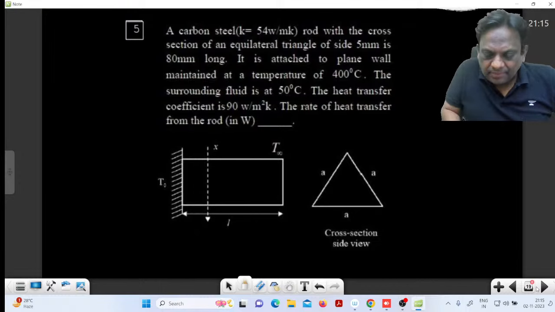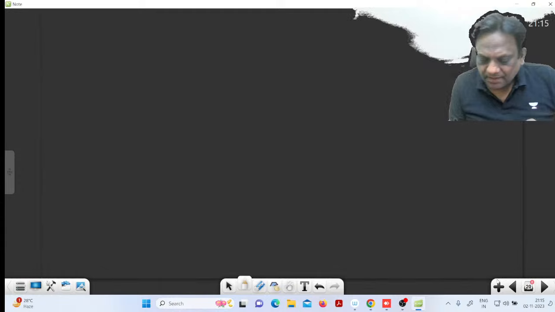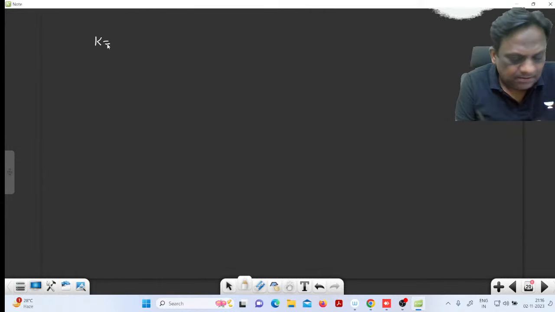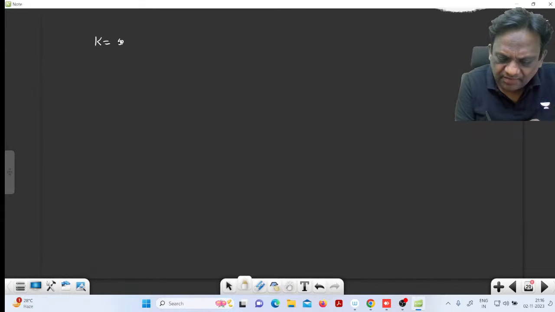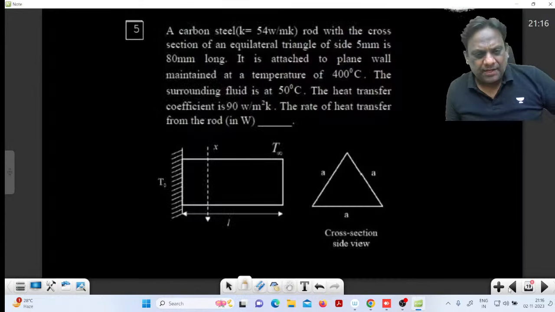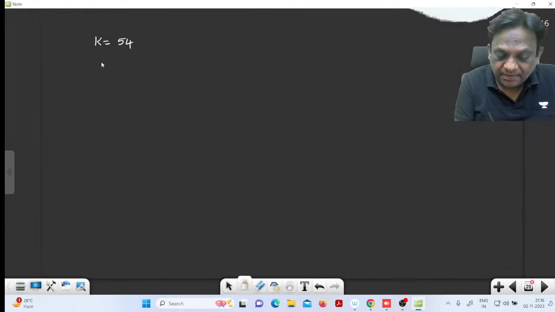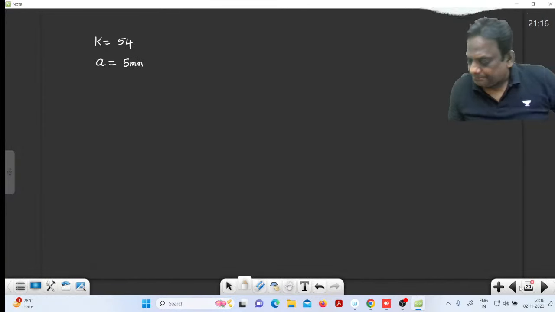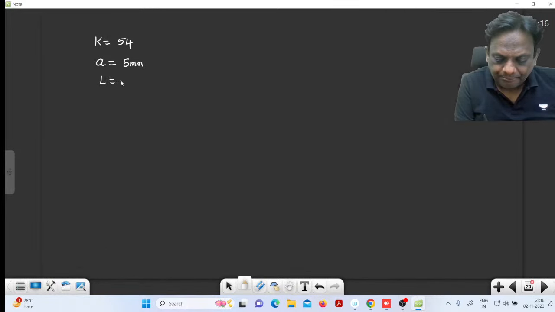Let's read this question. A carbon steel with thermal conductivity k, and k is given as, I will write it, sir, it is 54 watt, conventional units. I'm not writing the unit, our conventional unit. With a cross section of equilateral triangle of side 5 mm. The cross section is an equilateral triangle and the side is 5 mm. Is it correct, sir? 5 mm. And the length is 80 mm long.